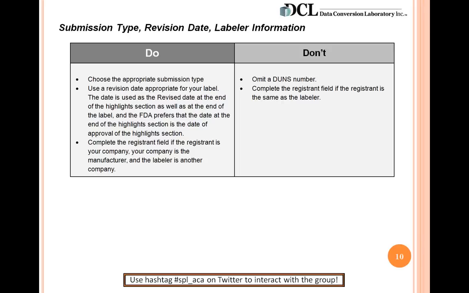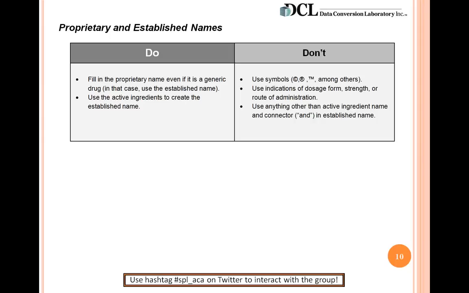Here at DCL, if the labeler and the registrant are the same, we just leave it out. Again, that's a best practice for the FDA. And if you look at the step-by-step instructions from the FDA, that's just how they tell you to do it. Don't omit a DUNS number, and don't complete the registrant field if the registrant is the same as the labeler.